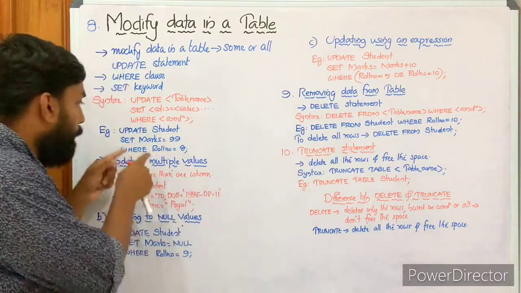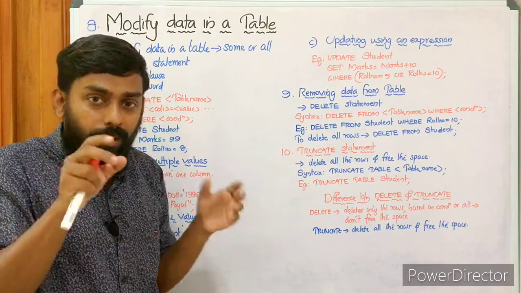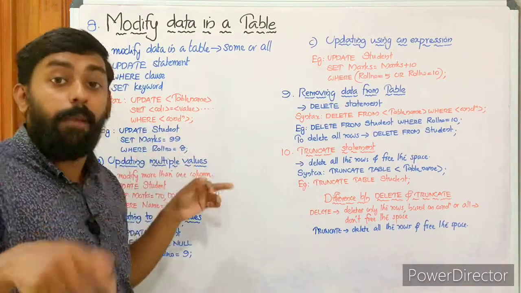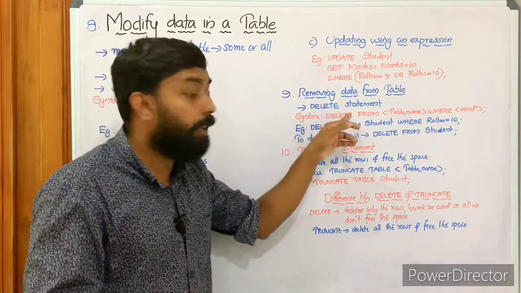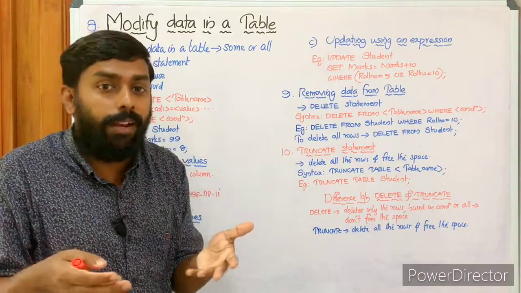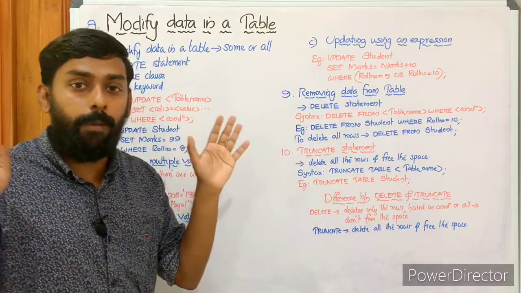Actually here we update student, we are updating student, right? It's common sense actually. There is always a logic. We update student, we are updating student, and here what do we delete? Delete from student. We delete from student, right? Delete from student where roll number equal to 10.